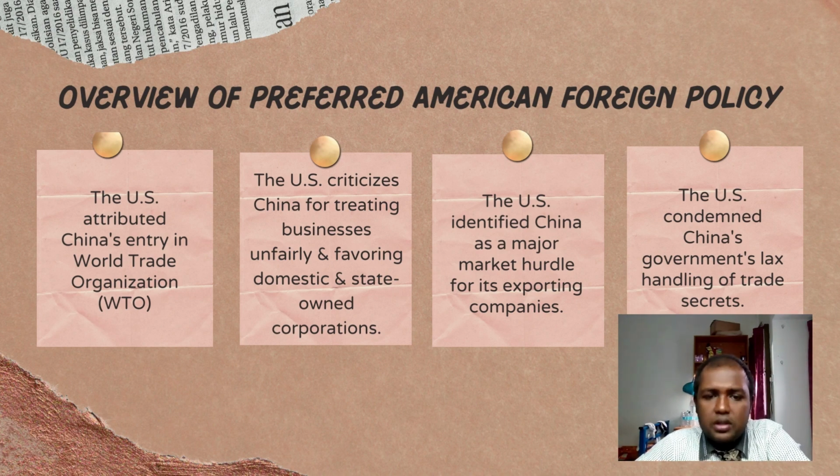The US emphasized that China particularly supports state-driven industrial policies that develop domestic companies and favor state-owned corporations, which in the eyes of the US is very unfair. Thirdly, the US identified China as a major market offender for its exporting companies. The US claimed that China had restricted exports through licensing and quotas in order to favor domestic downstream firms at the expense of global rivals. The fourth point is that the US condemned the Chinese government for lax handling of trade secrets. The US expressed displeasure that its companies were being forced to relinquish their technology in order to receive investment and clearance from the Chinese government.